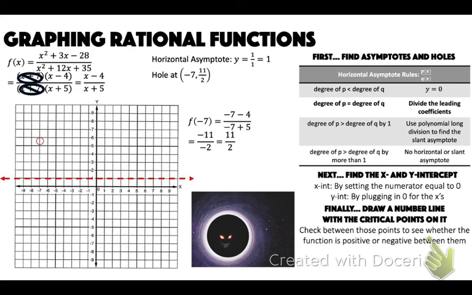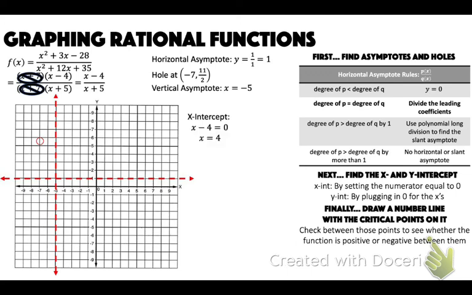And then our vertical asymptote is going to be at x equals -5. Okay. Find our x-intercept by setting the top equal to 0. So x minus 4 equals 0, which means x equals 4. Find our y-intercept by plugging 0 in for the x's. So 0 minus 4 over 0 plus 5, which is -4/5. So right there.